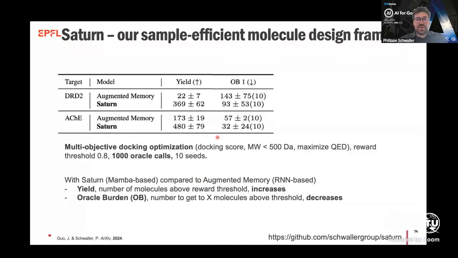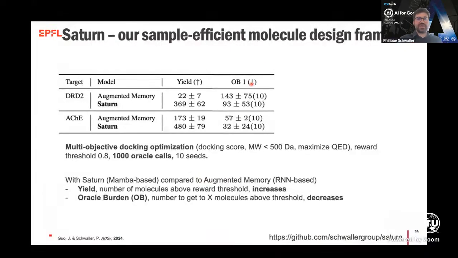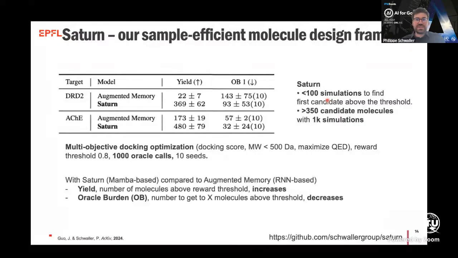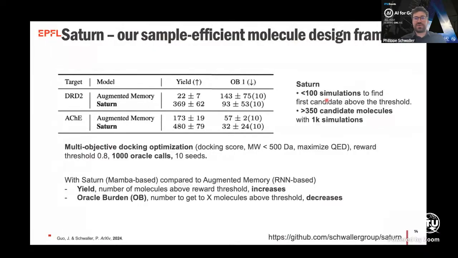And the Oracle budget just tells you how many calls were needed until it was able to identify the first molecule that satisfied the property profile. And we can see that we are now pushing towards the limits of being close to 100 simulations needed, and we get within 1,000 Oracle calls quite a lot of candidate molecules that are interesting.